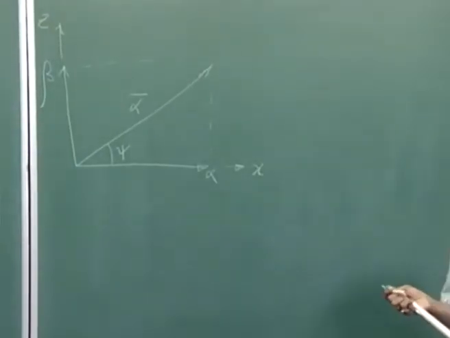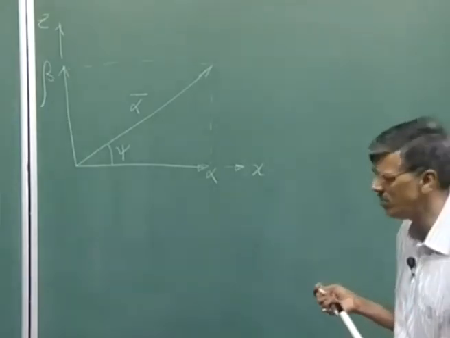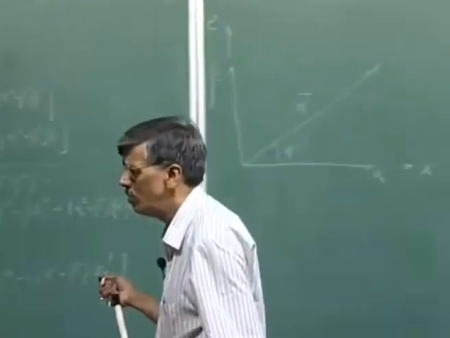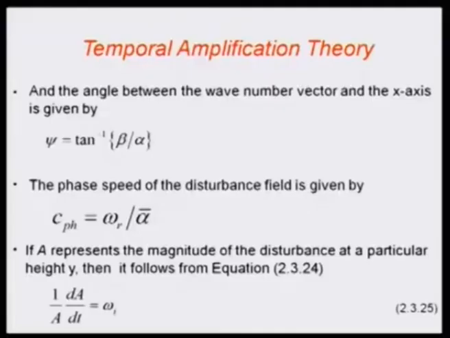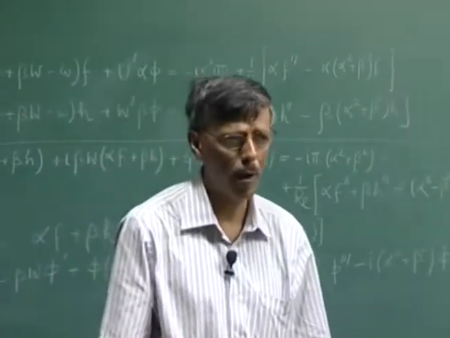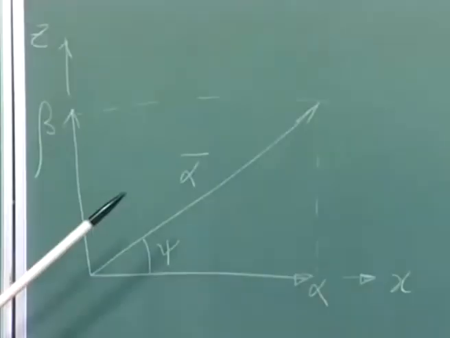So what happens is we have the real frequency given by omega r, and we have found the resultant wave number vector alpha bar. So omega r divided by alpha bar would be the phase speed of the propagating disturbance in this direction.